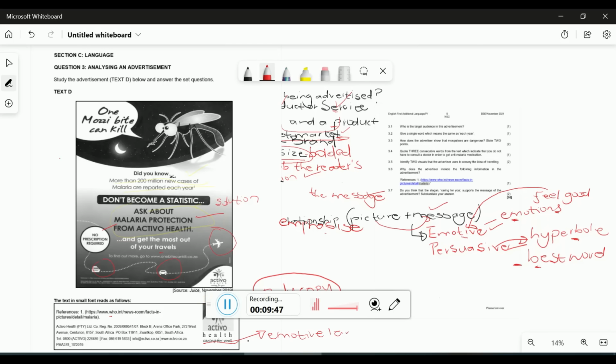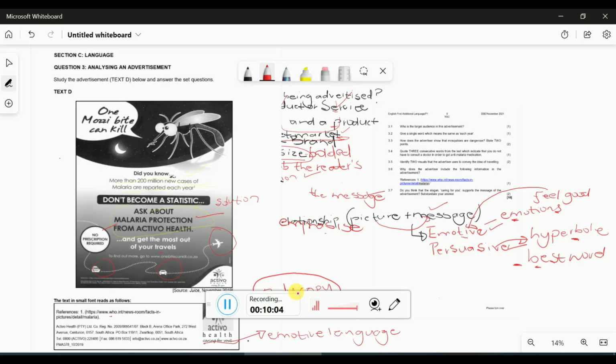It has used emotive language. Remember, do not confuse a slogan with a message. A message will be much more detailed. A slogan is just a short phrase or a short sentence that helps to sell the advertised product or advertised service. Now we go back to the advertisement itself.